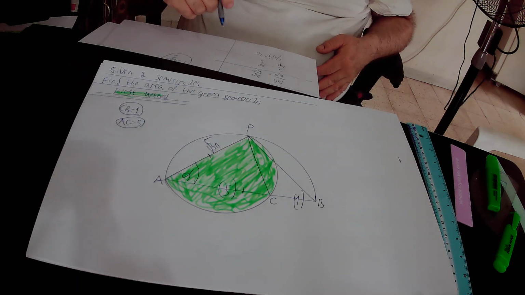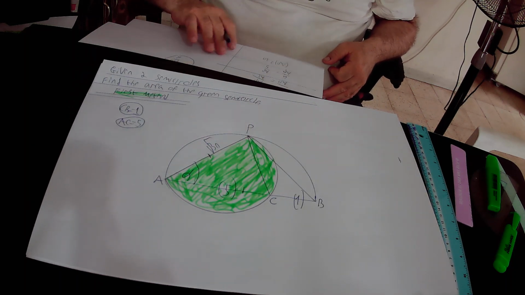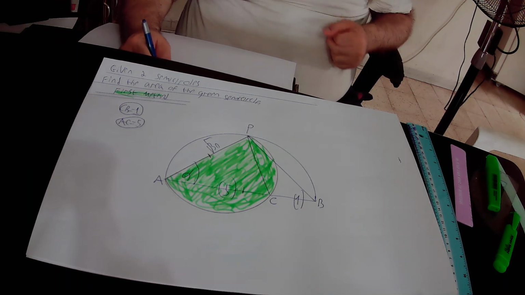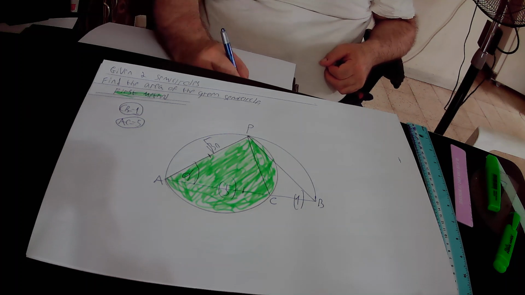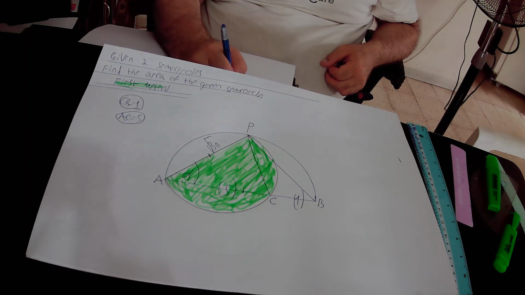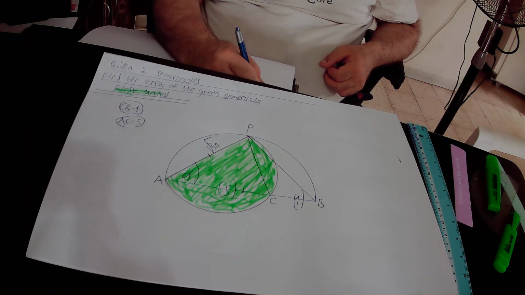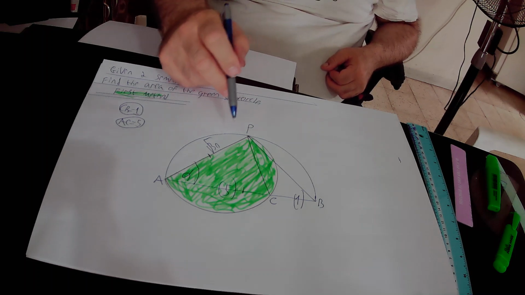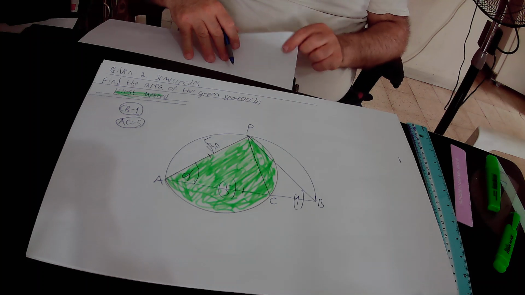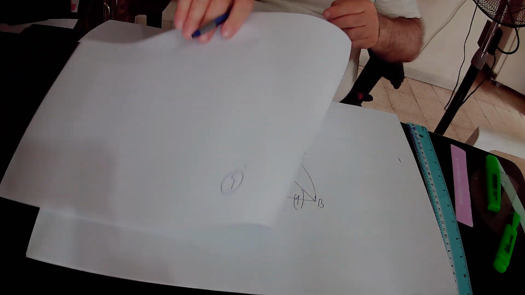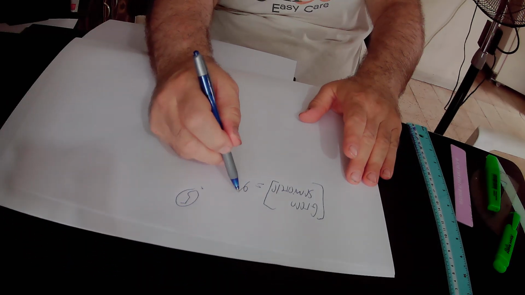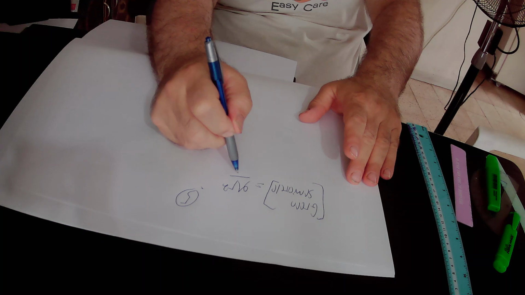Our mission is to find out the area of this green semicircle. The area of the green semicircle equals half the area of the circle, that is pi r square over 2. So write it down. The area of this green semicircle equals pi r square over 2.